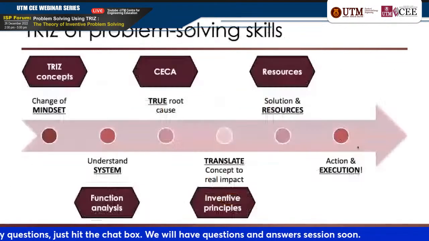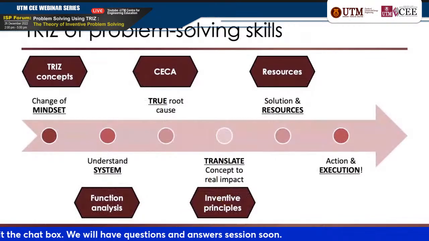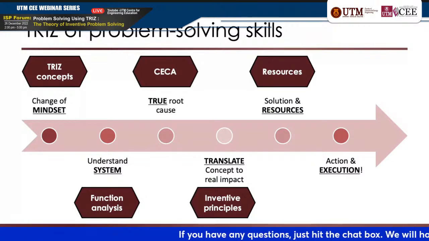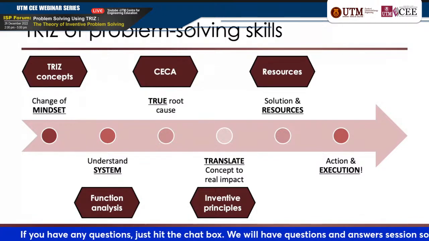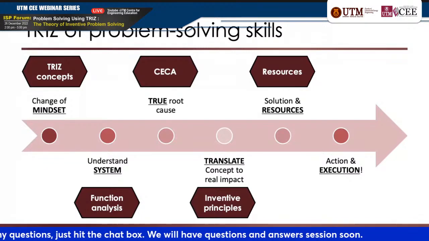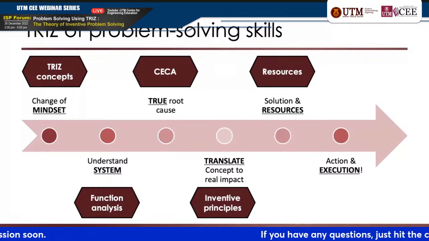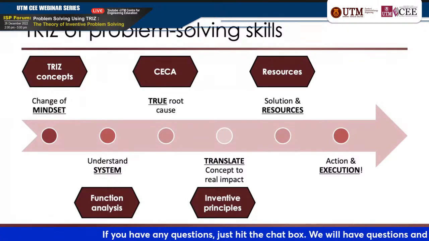So in a nutshell, when we adopt TRIZ, we also need to improve our way of thinking. We need to improve our methods in problem solving, not just using the common way, which is trial and error, making a lot of assumptions and so on and so forth. That is not a problem solving way for engineers, for technical people.